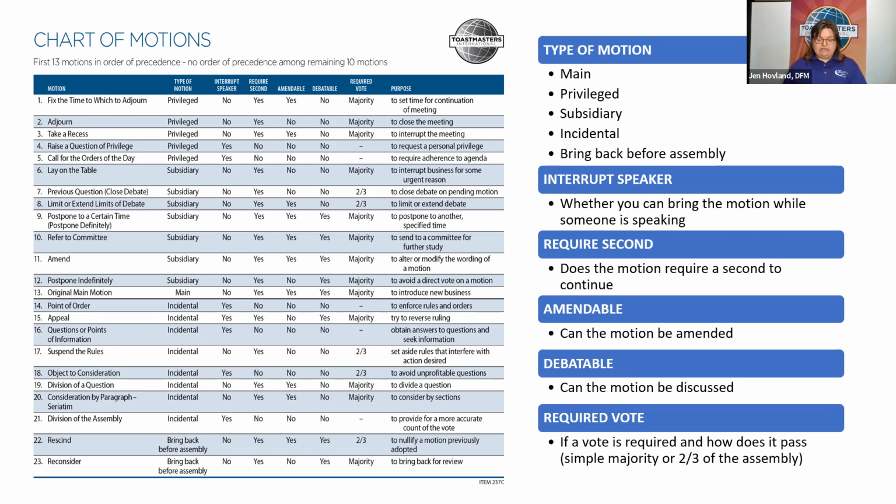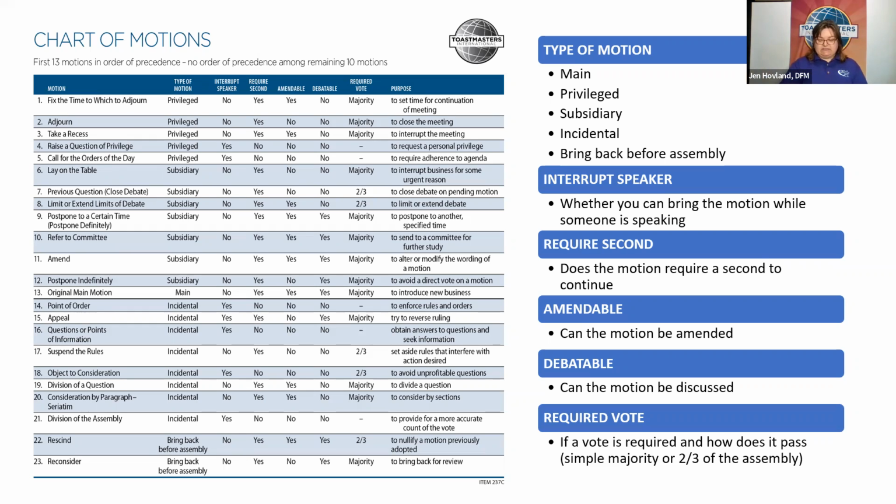There is the division of a question, and that allows you to vote on each part of the motion separately. So if you're going to divide the motion into questions, for example, you're putting on a convention, you're going to vote on how much you are going to spend on this and what you're going to do here and what you're going to do there. Instead of having it all in one big motion, you're going to divide it into 3 different groups and vote on each one individually. So that's divide the question.